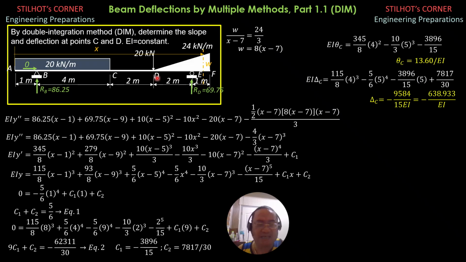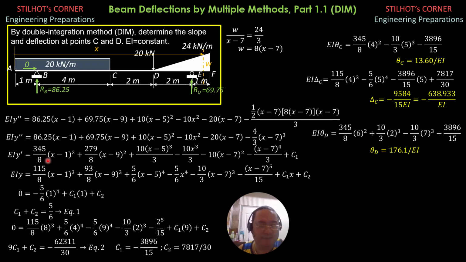Then when x is 7, we can compute theta D and delta D. So x is 7, substitute into this equation first. EI theta D equals 345 over 8, 6 square plus 10 thirds 2 cube minus 10 thirds 7 cube, then plus c sub 1, which is negative 3896 over 15. So theta D is equal to 176.1 over EI.